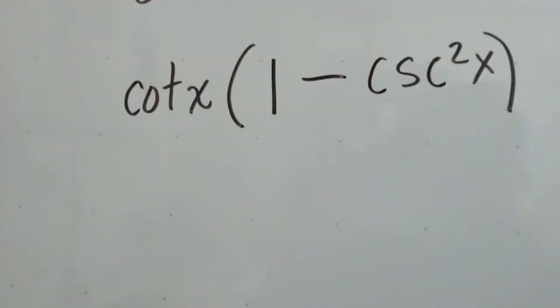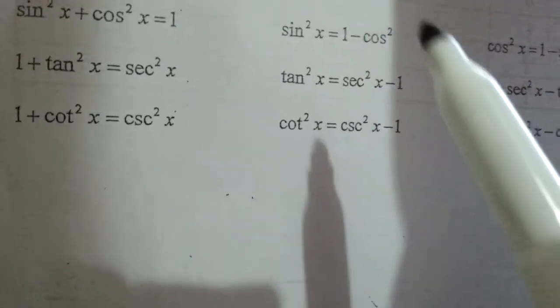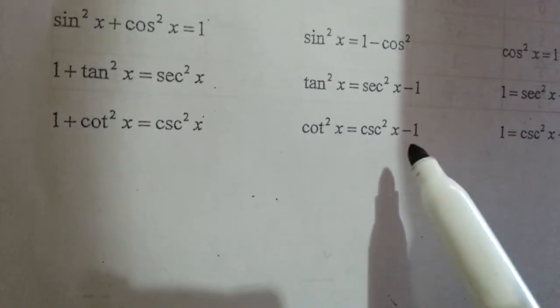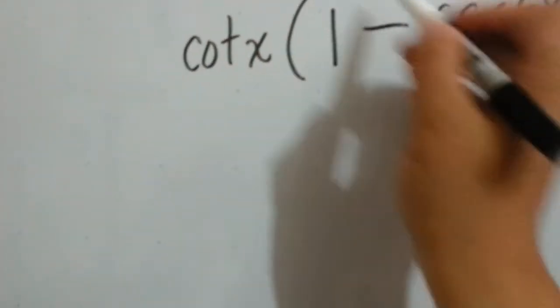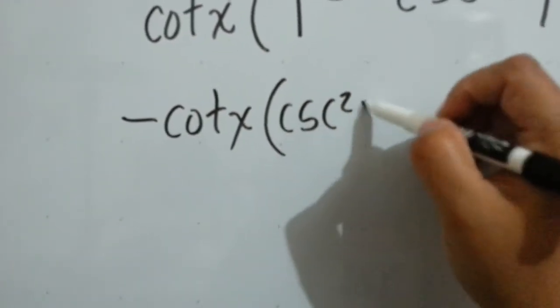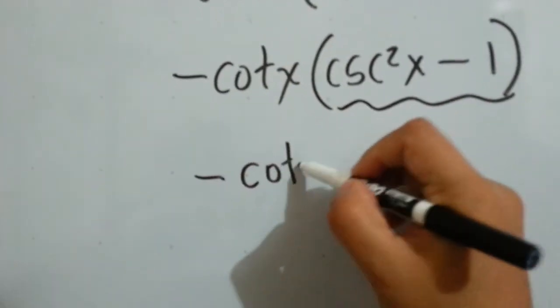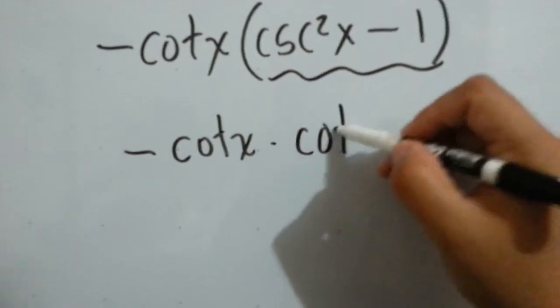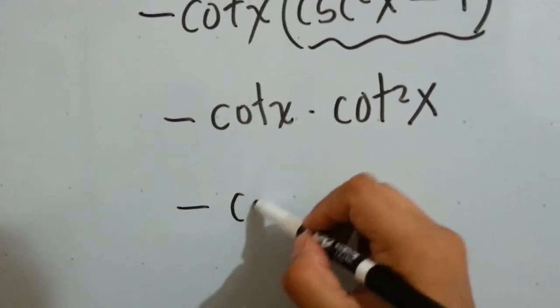And then you notice your identities, that the cotangent squared x is cosecant squared x minus 1, but it's backwards, so we have to take out a negative sign. To make this one look just like the identities, we have to take out a negative sign from here. So it's negative cotangent x times cosecant squared x minus 1. Now you can substitute it, right? So negative cotangent x times, this becomes cotangent squared x. And you can multiply those, and you get negative cotangent cubed x.